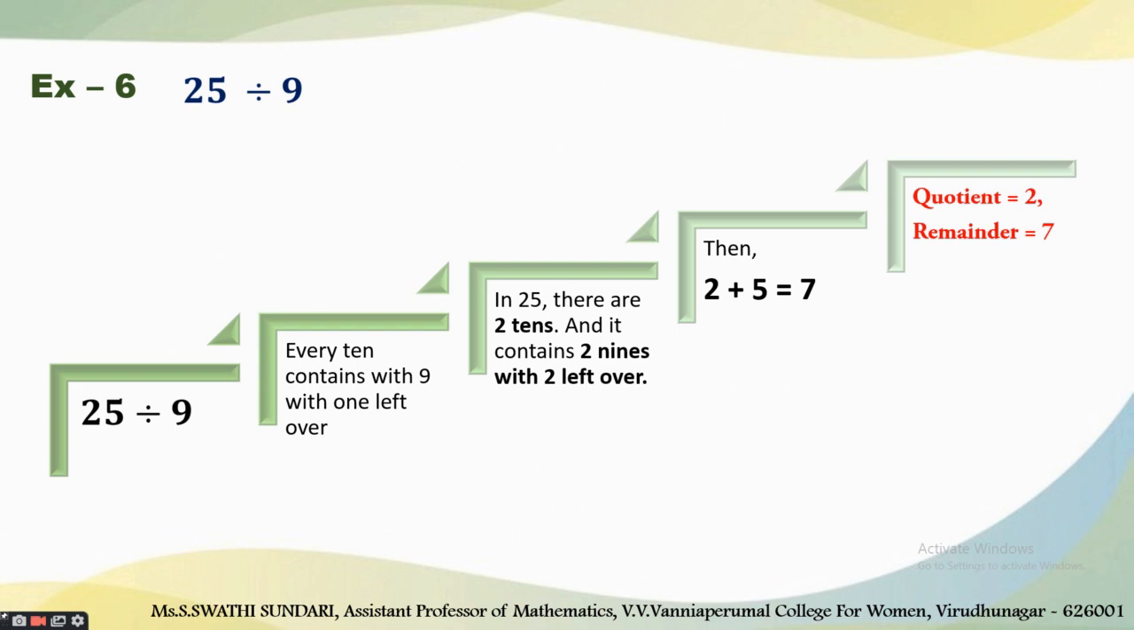Since every 10 contains one 9 and 1 leftover, in 25 there are 2 tens. So, it contains two 9s with 2 leftover. So, the quotient is 2 and the remainder is the leftover 5 added to the 2 leftover. So, 2 plus 5 is 7. Therefore, the quotient is 2 and the remainder is 7.